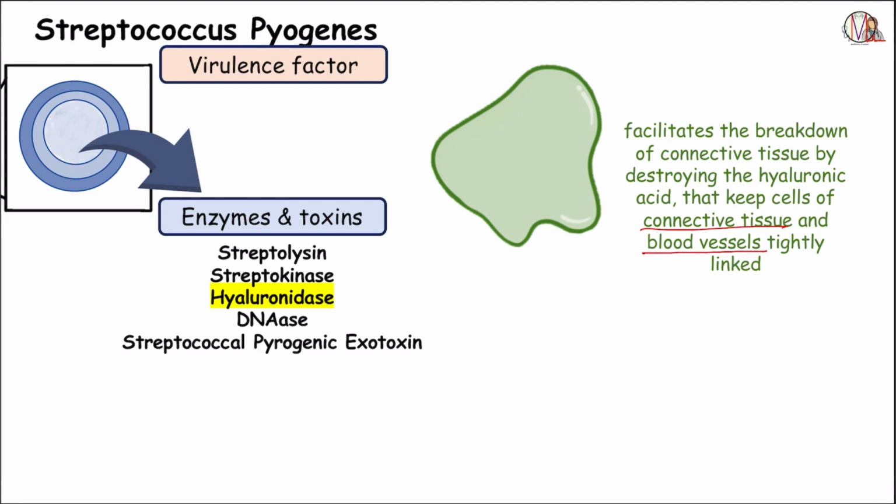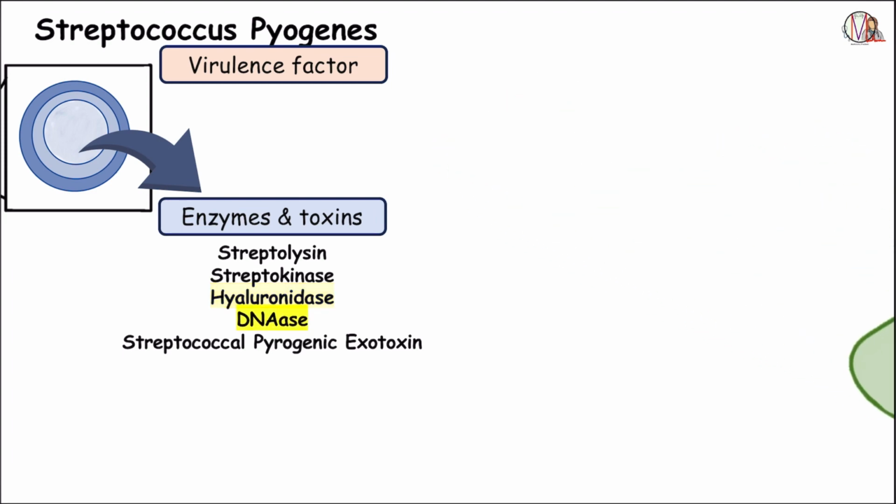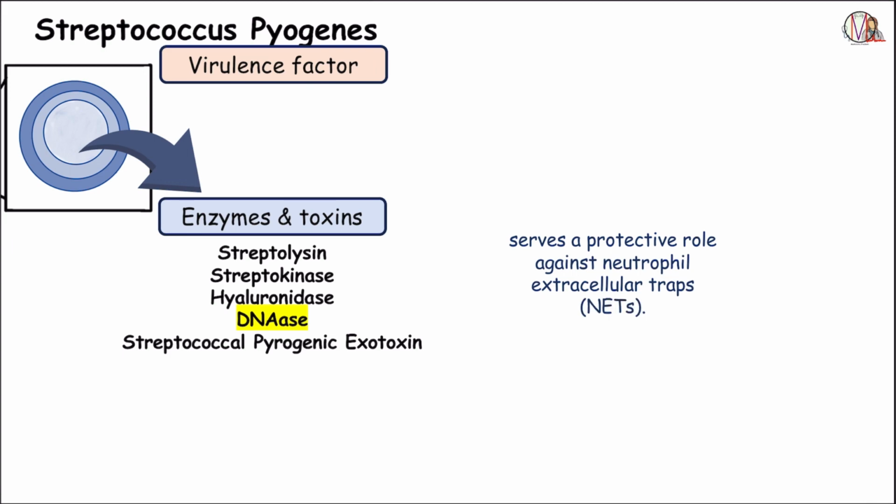Next is DNase. It is produced by Streptococcus pyogenes and serves a protective role against neutrophil extracellular traps, that is NETs. NETs are structures formed by neutrophils to trap and kill bacteria. But this DNase helps the bacteria evade these traps by breaking down the DNA within them, allowing the bacteria to escape and proliferate.